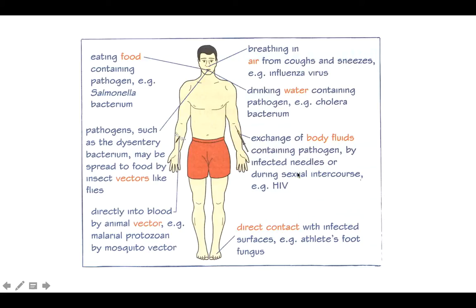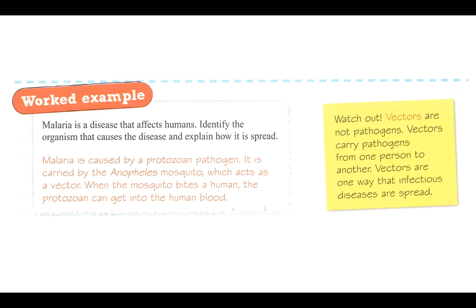We can exchange bodily fluids, which can pass pathogens on. So, for example, if you're taking things like heroin or steroids and you use infected needles, that can cause pathogens to get into your body, as well as sexual intercourse. Sexual intercourse, of course, bypasses your skin and allows things like the HIV virus to get into your body. Now, direct contact with infective surfaces can cause problems such as athlete's foot.